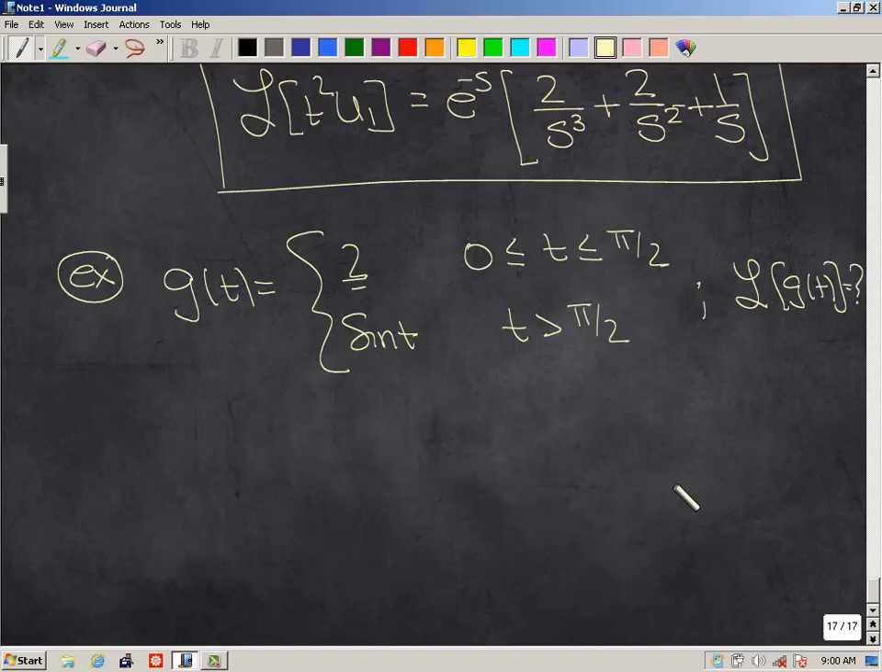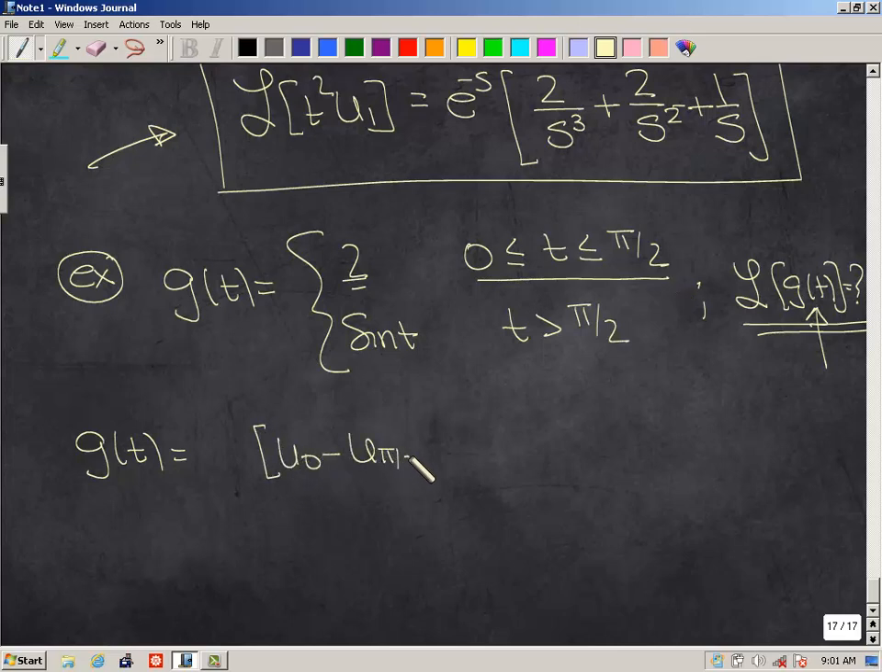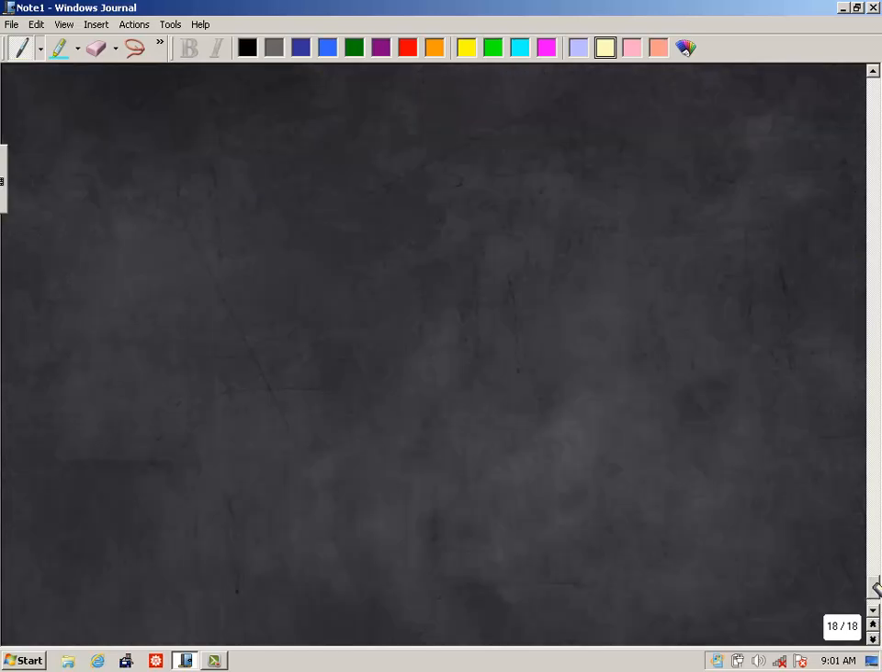So that would work. But I can do it faster because I learned earlier how to write g using step functions, and just now we learned how to take Laplace transforms of step functions. So we can do those two together. We'll do it in two parts. First, we're going to write g using step functions. This first piece is on between 0 and pi over 2, so it'll be u of 0 minus u of pi over 2, times 2. The second piece is on after pi over 2, so u of pi over 2 times sine of t. So that's the first part, writing it as a step function. We did that. Now we're going to take the Laplace of this.